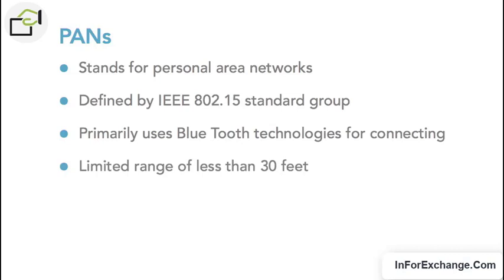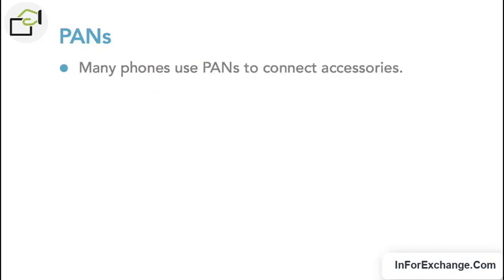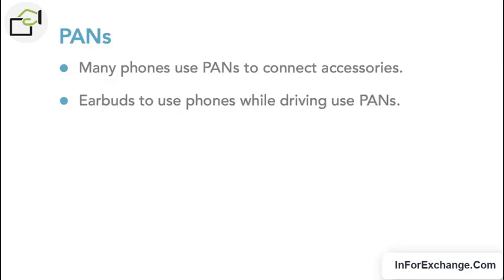A place you may see PAN technology would be examples of the wireless keyboards and mice that are often connected up to computers. Those wireless keyboards and mice are actually using Bluetooth PAN technologies to connect to the computer. Aside from wireless mice and keyboards, many smartphones also use PAN technologies, specifically Bluetooth, to connect up accessories. Some accessories you use with your phone that have Bluetooth technology would be things like the earbuds that are used so you can do hands-free phone talking while you're driving.